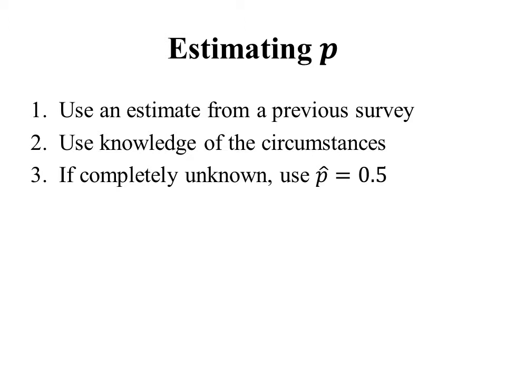Number two, we could use knowledge of the circumstances. Maybe in this scenario we may say, well, based on anecdotal evidence, maybe I think 55% of voters support this candidate. So I could use 0.55 as my value of p hat. Third case, if completely unknown, then we'll just use p hat equals 0.5. Now, why 0.5? Well, there's a couple of reasons. One of them is that p is somewhere between 0 and 1, and so we could just take the number right in the middle as an estimate, 0.5. Another reason for choosing p hat equals 0.5 is discussed in the exercises.